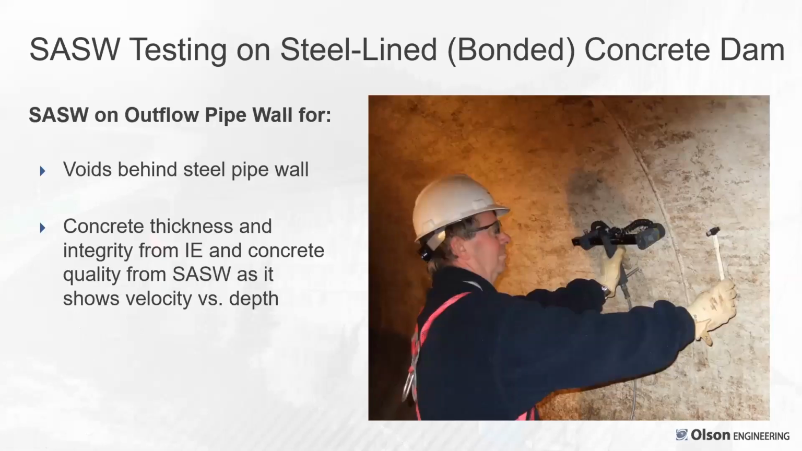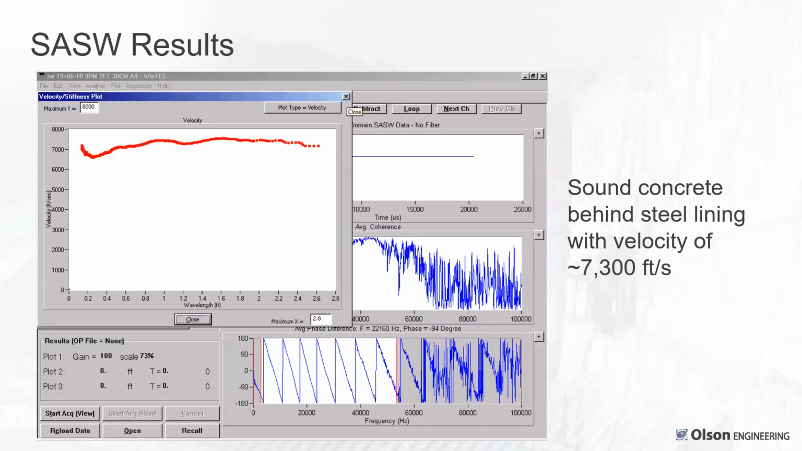So here, testing on this outflow pipe wall of a dam, looking for voids as well as general concrete quality, the velocity and modulus of the concrete behind the pipe lining. Holding the bar in place, hitting in line, the close receiver, receiver 1, and receiver 2 further away to do the testing. Because the steel is fairly thin and where it's bonded, you can get pretty good test results.